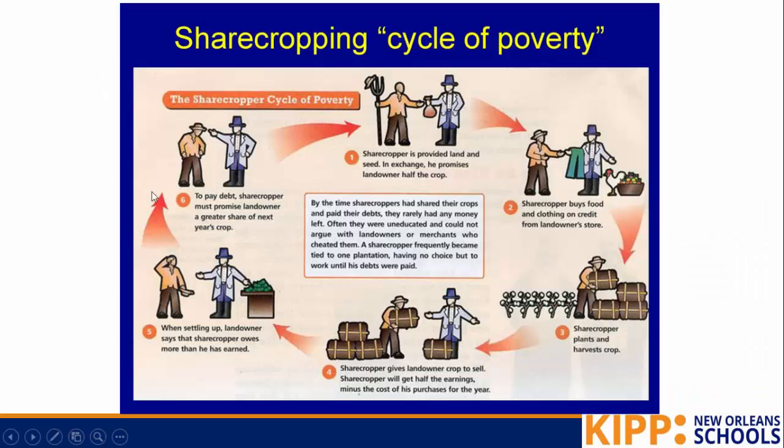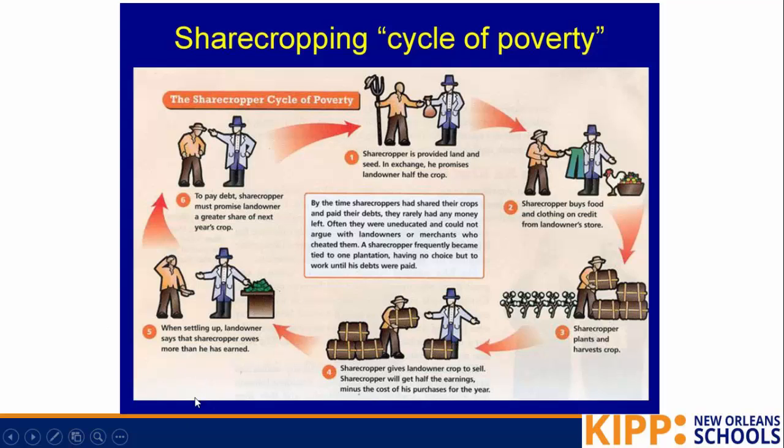Here's an example of how sharecropping works. It starts here where the sharecropper is allowed to borrow some land, and in return he promises to give the landowner some of his crops. The sharecropper has to buy everything on credit, so they're borrowing money from the landowner to survive. They plant and harvest. They give a portion of their crop to the landowner.